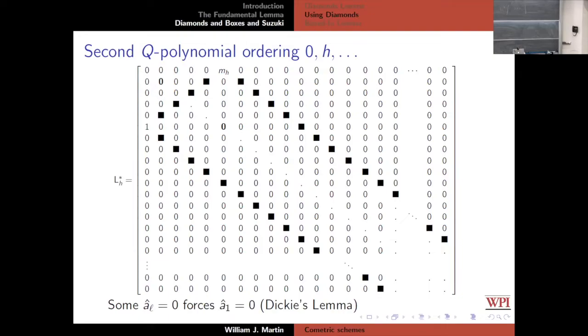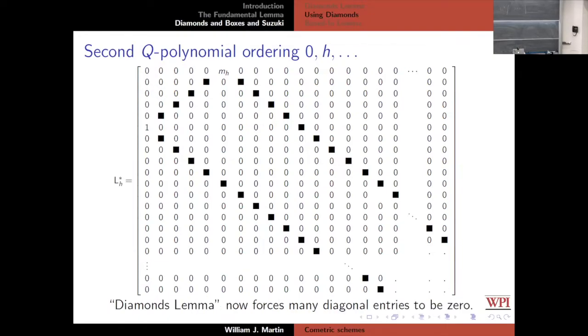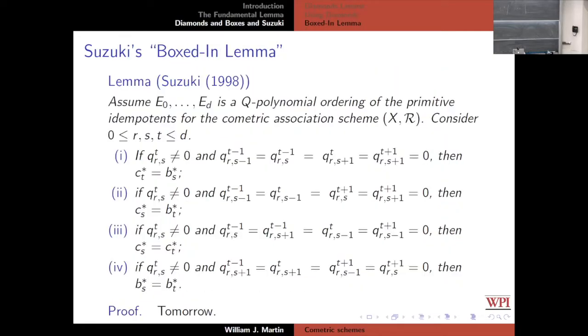And now look at what the diamonds do, right? Now it just topples and everything becomes 0. All of a sudden, you've got a very restricted situation. And you're going to be able to kill this off and show that this can't possibly be a Q-polynomial ordering, but we want to do things a little more carefully.